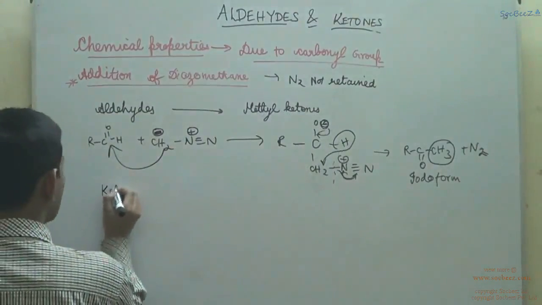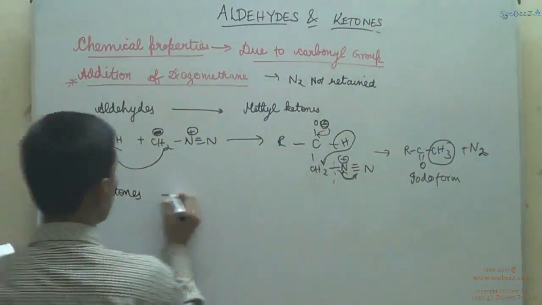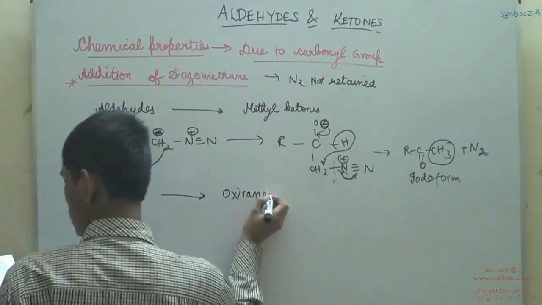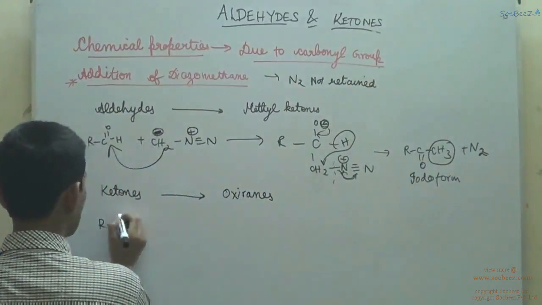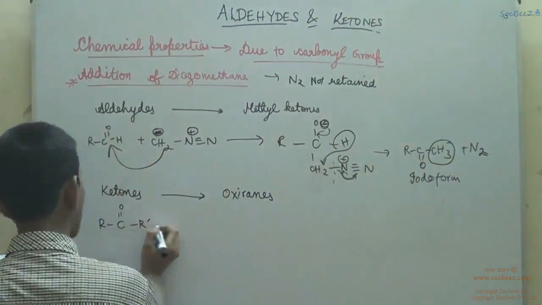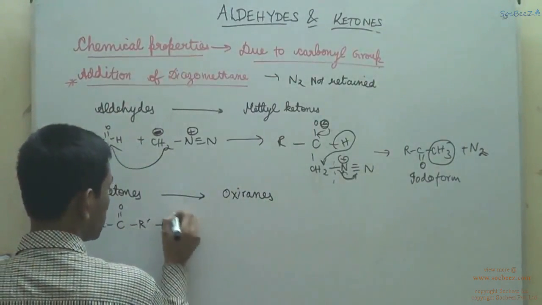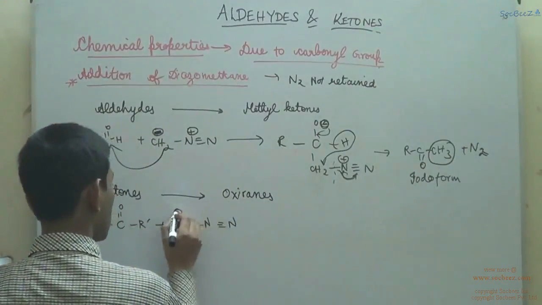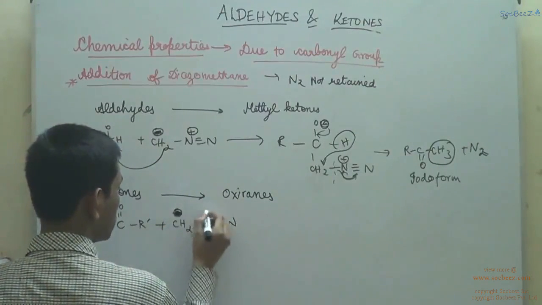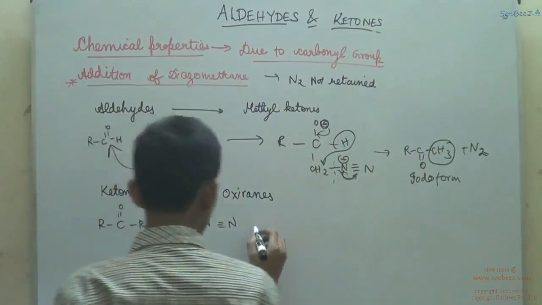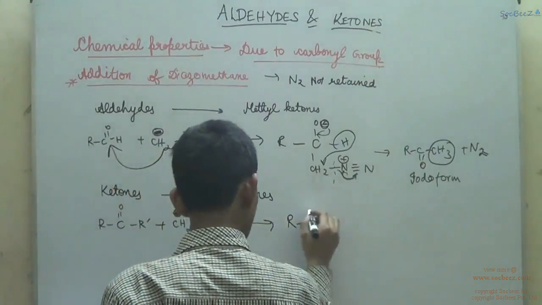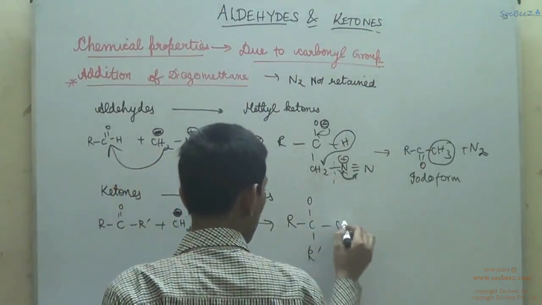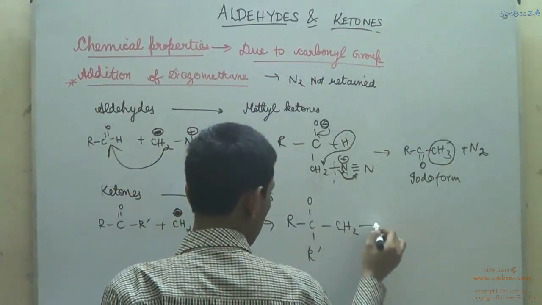If you take ketones, they react with diazomethane to form oxiranes. So you have R C double bond O R prime, and this is diazomethane. Sorry, a minus charge here and a plus charge here. Let me write it R prime. Okay, I have already written that.